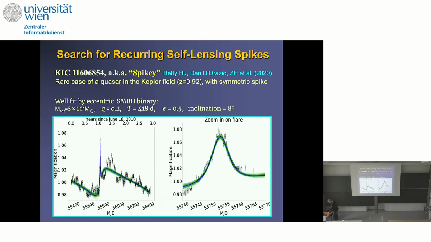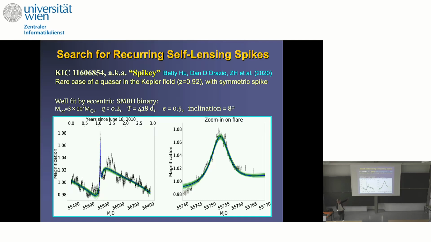Just to end on the fact that we actually have a candidate for such an object. This, I think, will be my last slide. This object is a quasar. We call this quasar Spiky. This quasar is very unusual. It was found in the Kepler catalog. Kepler is an instrument that's looking for planets, transiting exoplanets. So it has extremely high cadence because it's trying to find day-long or hour-long variability of stars. In the field of view of Kepler, there's, I think, 100 quasars. One of them, this is the light curve.